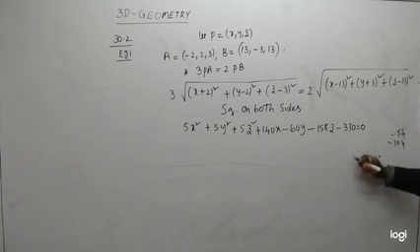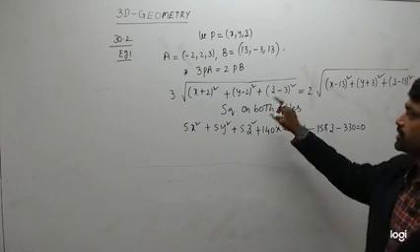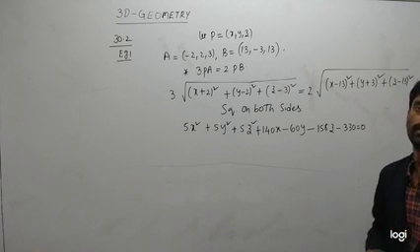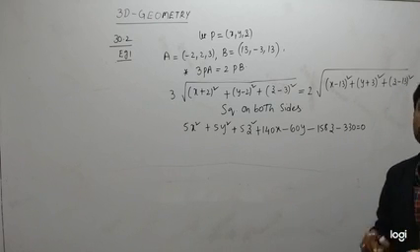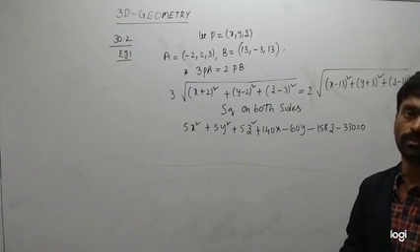So somehow you will get an equation in this form. If you square on both sides and simplify, you will get this equation. And what is the name of this locus? It is a sphere.